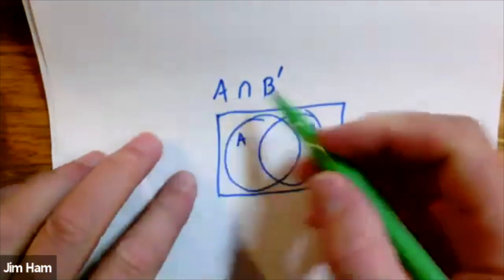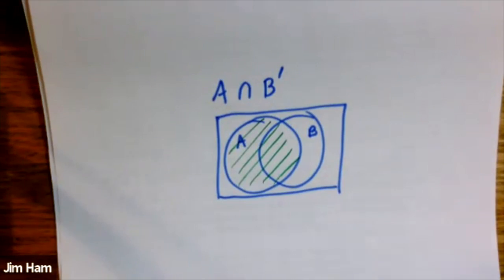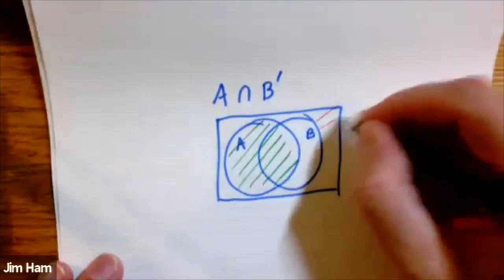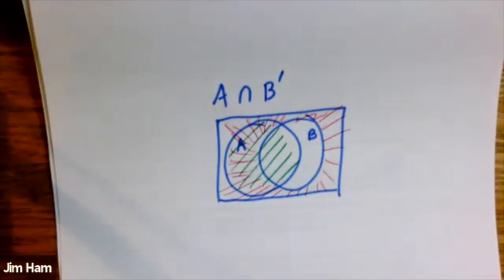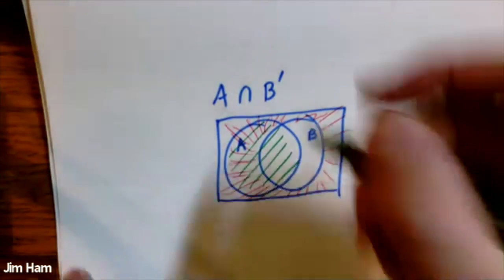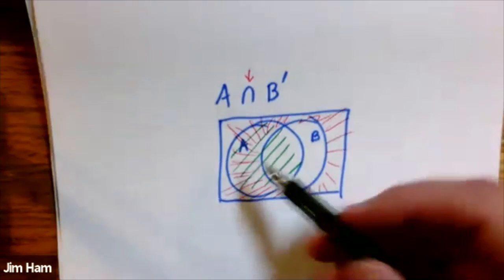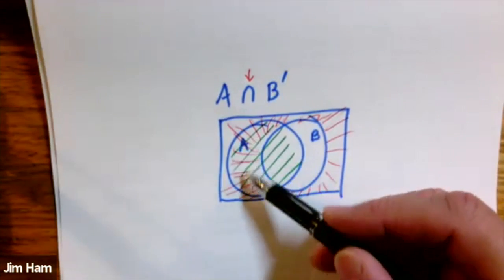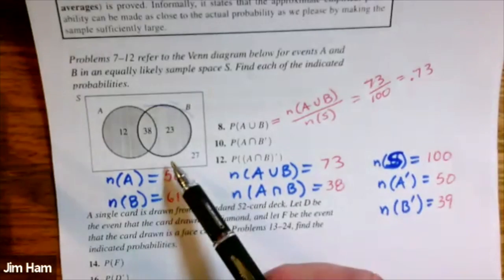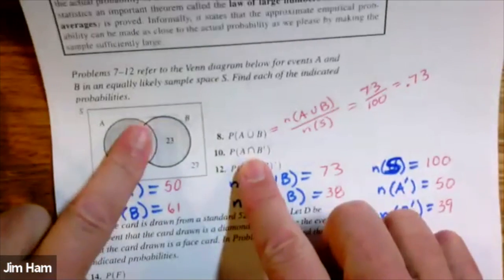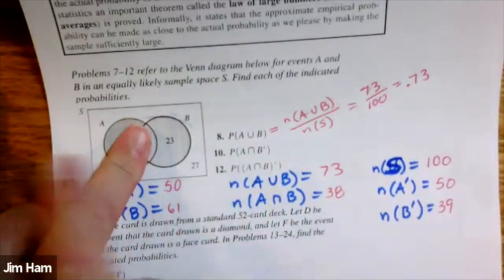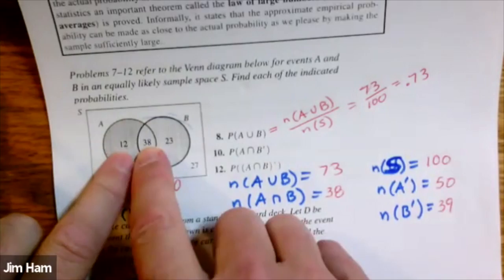I'm going to shade A, all of A. I'm going to shade B complement, which is everything outside B, right? So it'd be all that region. And since the operation is intersection, I'm going to be identifying the doubly shaded region. So you see the doubly shaded region here? That's the slice that you want to include in our probability here. So we have all of A, and then B complement would be outside of B. So then we would get rid of the 38.